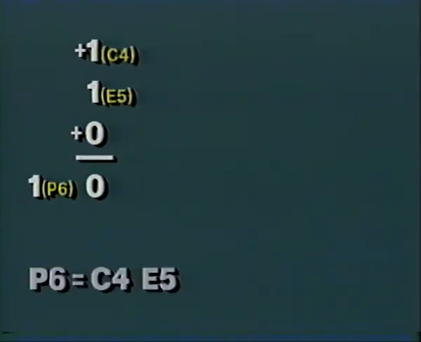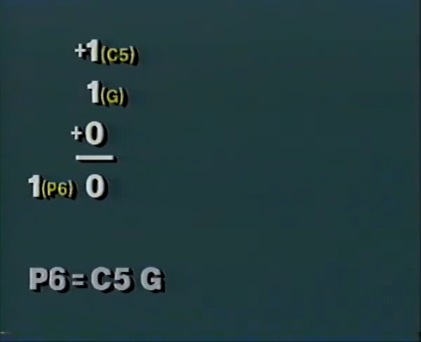Here is a bit called E5. Add a carry bit C4, and once again the P6 carry bit is generated. This can be expressed P6 equals C4 and E5. As a final condition, we have a bit called G. Add the carry bit C5, and you generate the carry bit P6. This can be expressed P6 equals C5 and G.